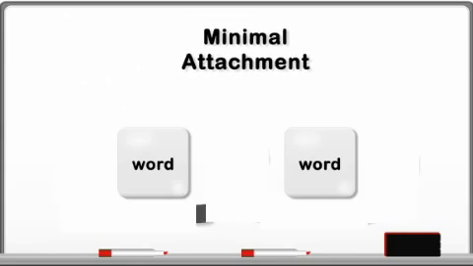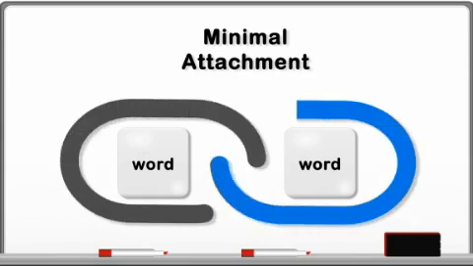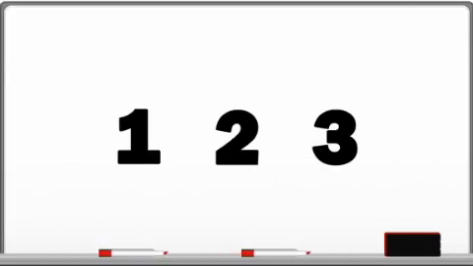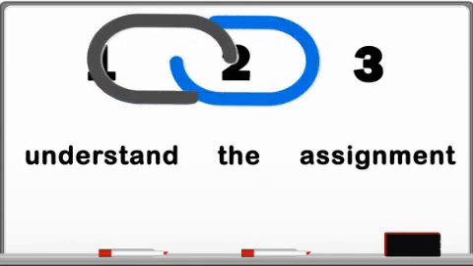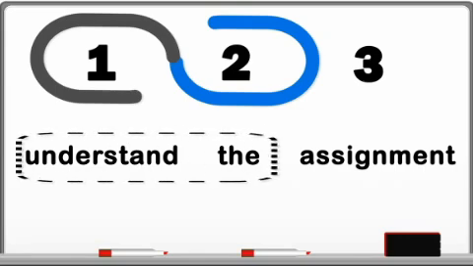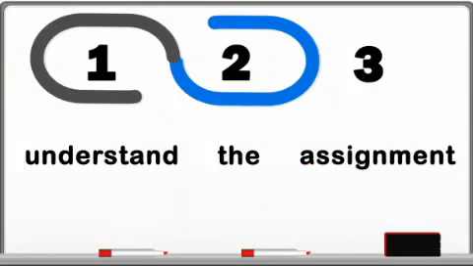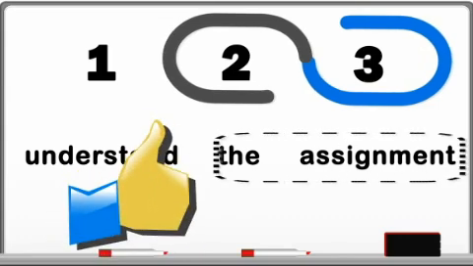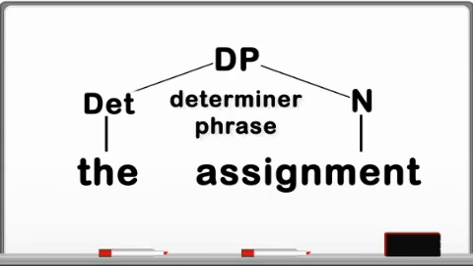Following the minimal attachment strategy, our parser attempts to join every pair of words that it encounters into a phrase. Let's use an example of a three-word sequence. Understand the assignment. The parser attempts to join words 1 and 2, but the combination "understand the" does not conform to the syntax of English, and the attachment fails. So the parser moves on and attempts to join words 2 and 3. "The assignment" does conform to English syntax. The determiner, the, preceding a noun, creates a determiner phrase.